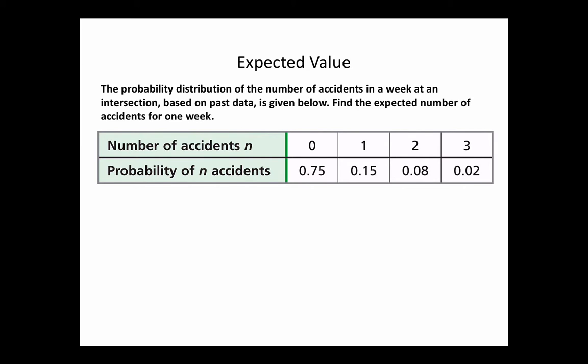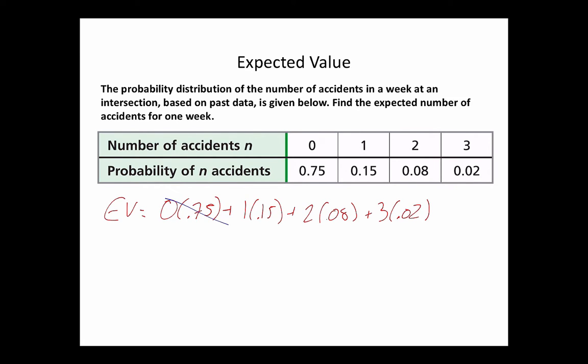So our expected value is going to be each value times its probability. So we have 0 times 0.75 plus 1 times 0.15 plus 2 accidents times 0.08 plus 3 accidents times 0.02. Now cleaning this up a little bit, 0 times 0.75 is 0. Then 1 times 0.15 is 0.15, 2 times 0.08 is 0.16, and 3 times 0.02 is 0.06. Add those all together, and we end up with 0.37 accidents per week.